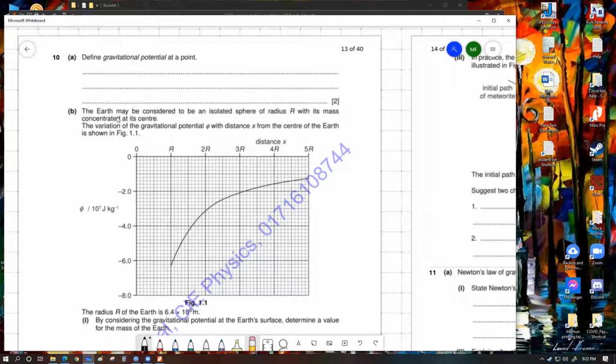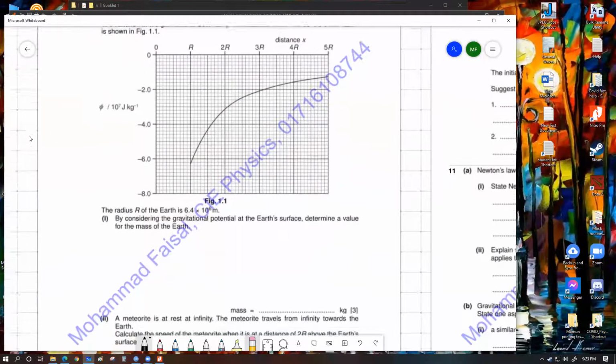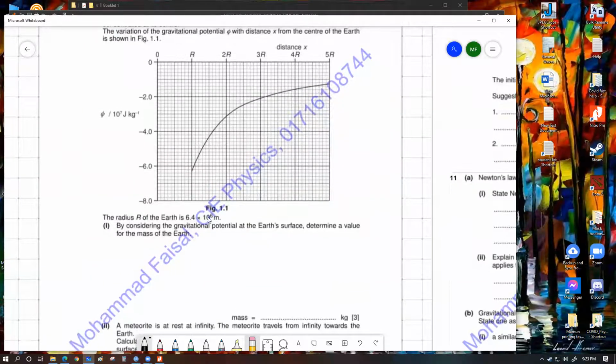Here it says that the Earth may be considered to be an isolated sphere of radius r with its mass concentrated at its center. The variation of the gravitational potential phi with distance x from the center of the Earth is shown in figure 1.1. So we have the gravitational potential on the y-axis and the distance from the planet on the x-axis. We are only given the graph up to the surface. This graph is not an actual distance measurement; it is in terms of the radius, so r, 2r, 3r, 4r, 5r, like that. It says the radius of the Earth is 6.4 × 10⁶ meter, so they have given the r value over here. By considering the gravitational potential at the Earth's surface, determine a value for the mass of the Earth.